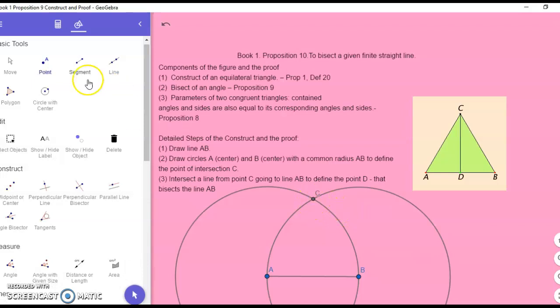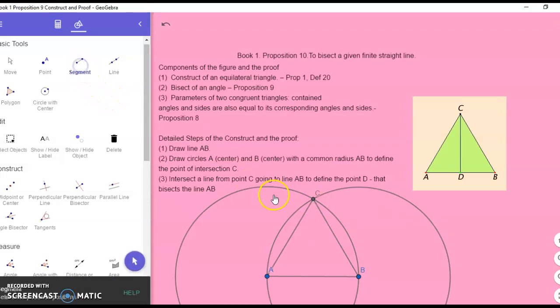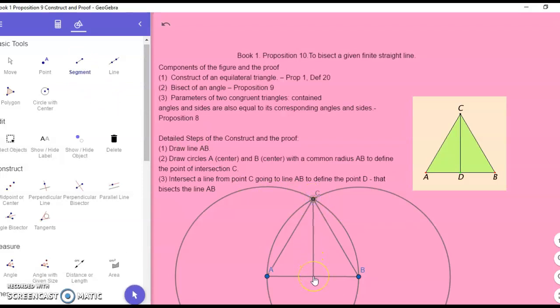Okay, so now let's create an equilateral triangle. Then this point C somehow is a starting point for the line that will bisect our initial line AB. So let's now bisect AB, and the point of intersection of the line that would bisect AB is point D. So we have line CD bisecting the initial line AB.